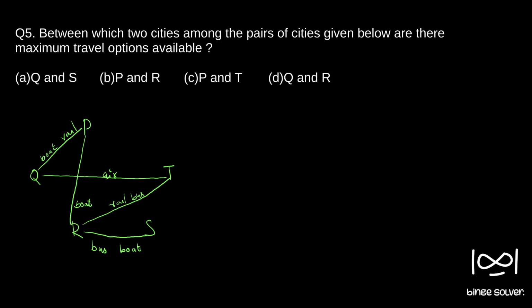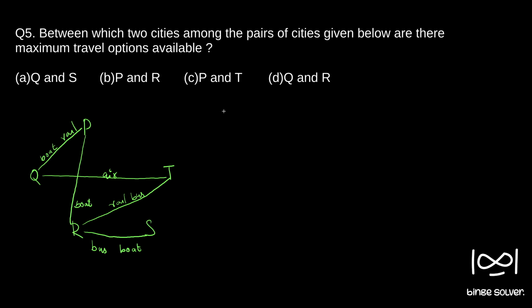Moving on to the next question. Question 5. Between which two cities among the pairs of cities given below are there maximum travel options available? So we will go through the options one by one.